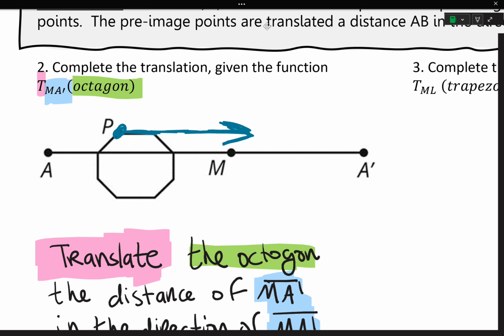I'm going to redraw that same arrow here. And at the end of that arrow, I'm drawing my new point, P prime, and I'm going to try my absolute best to draw an octagon. Okay, judgment-free zone here.